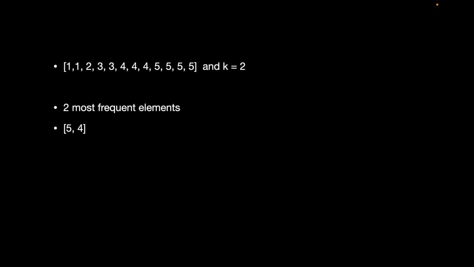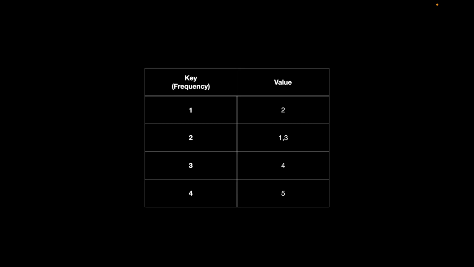The example I've taken here is 1 one, 2 twos, 3 threes, 4 fours and 5 fives, and the value of k is 2. The two most frequent elements are 5 and 4. What we'll do here is keep track of the frequency of the elements when we iterate through the array. So the least frequent value is 1, for 2 it's 2, for 3 it's 3, for 4 it's 4, for 5 it's 5.